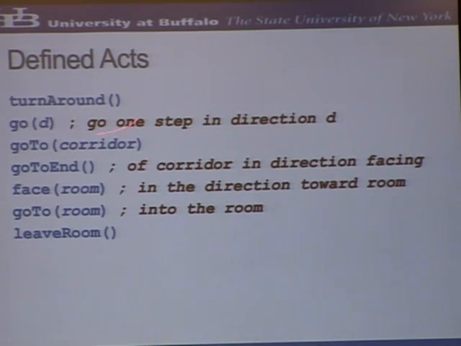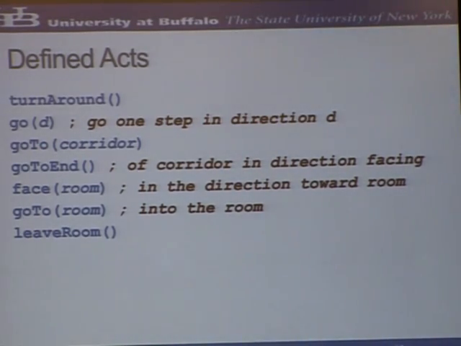And some defined acts: turn around, go one step in direction D, go to one of the four corridors, go to the end of that corridor in the direction you're facing. Face in the direction toward the door of a room, even if you're not right in front of it. So you could be on a side corridor looking toward room 1, which means you look north. Go into the room, which is effective if you're facing that room. Go to this room. Well, no, I think wherever you are, go to that room. You go to it and actually go in it. And leave room means just leave that room. So those are defined acts. There's also primitive acts, pick up and put down for packages.